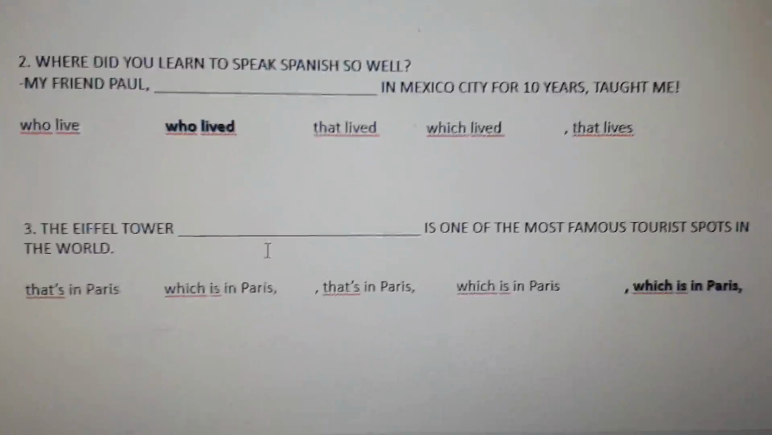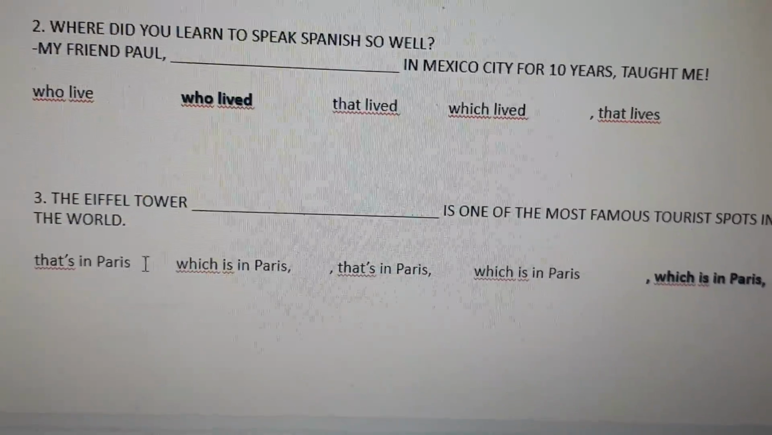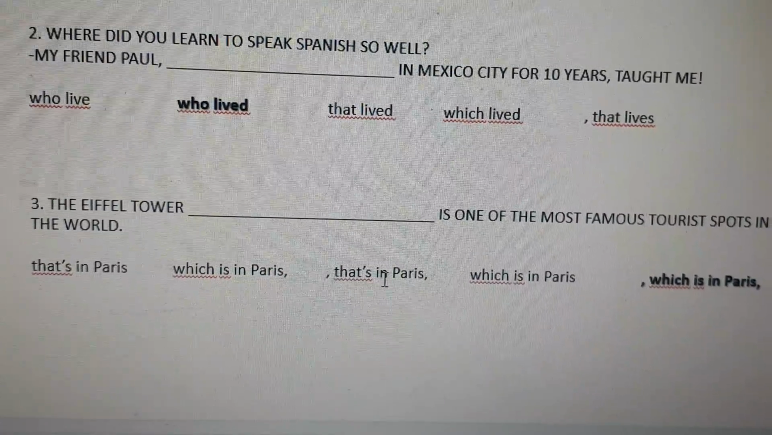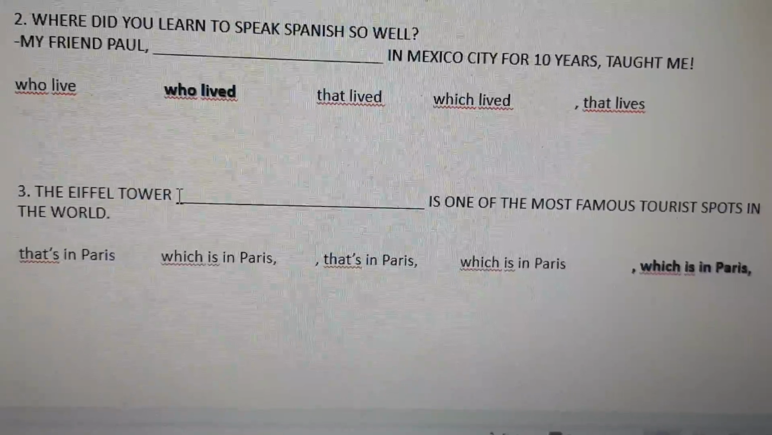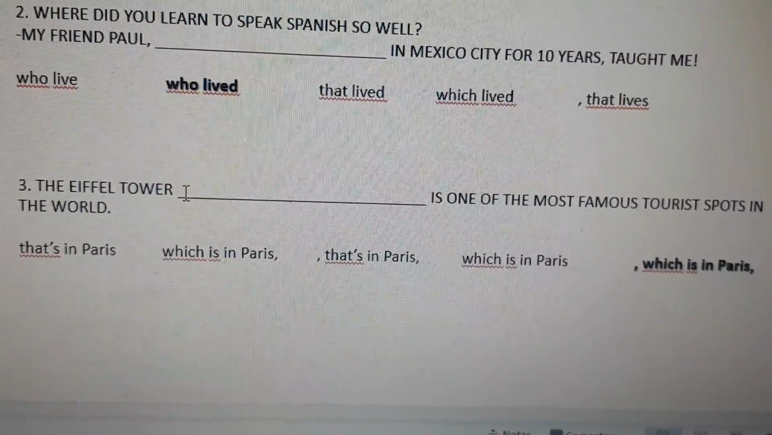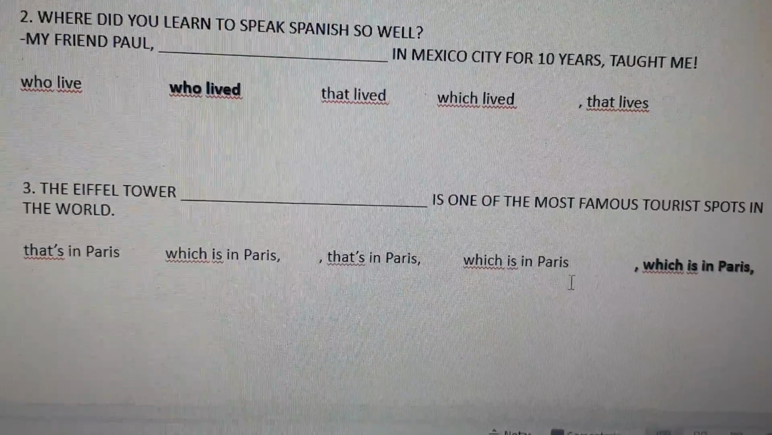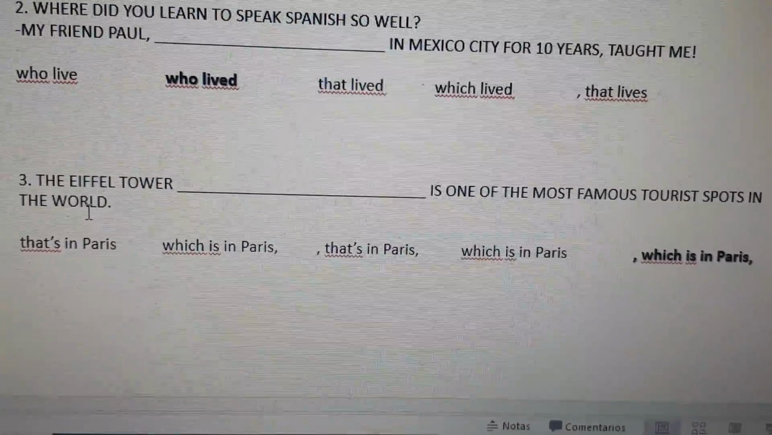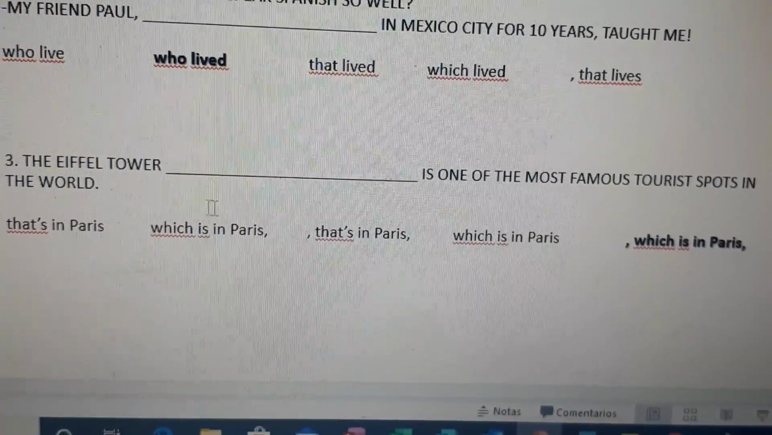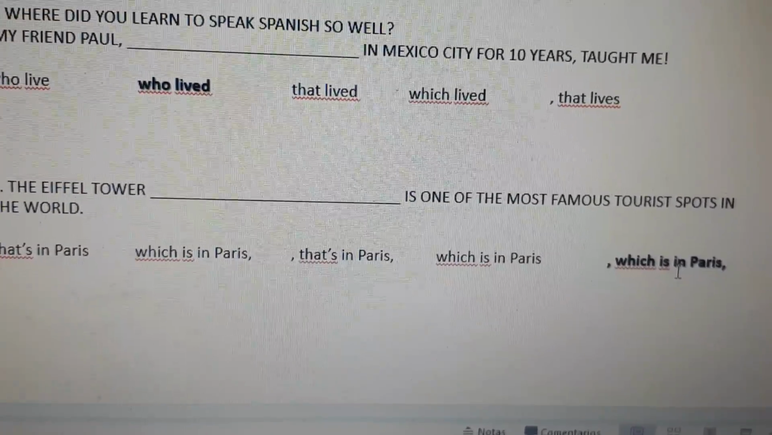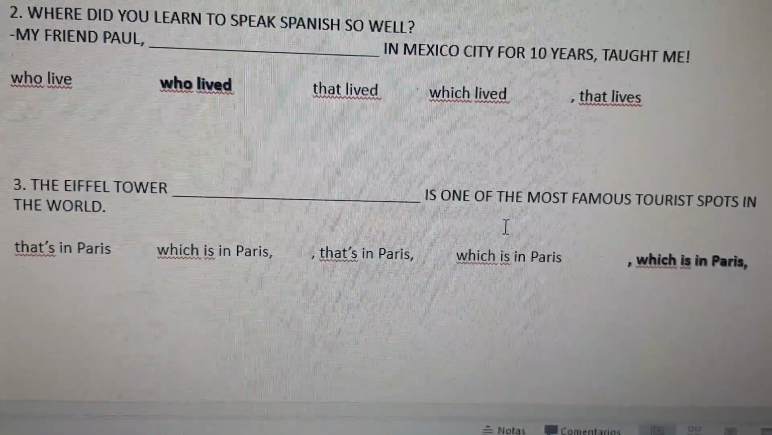Let's see the last one. The Eiffel Tower, okay? That's in Paris, which is in Paris, that's in Paris, which is in Paris, or which is in Paris. The Eiffel Tower, we need a comma, okay? We need a comma, so which of these ones? Well, we can work with this one and this one, okay? Las otras te las vamos a descartar. Entonces, ¿cuál es la respuesta entre este y este? Okay? The Eiffel Tower, which is in Paris, porque es un lugar, ¿sí? Porque está en París, es uno de las más famosas, ¿sí?